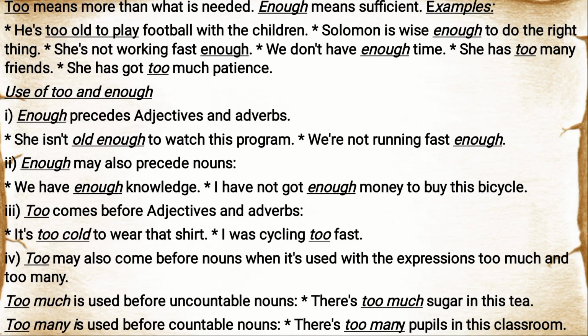4. Too may also come before nouns when it's used with the expressions too much and too many. Too much is used before uncountable nouns. There's too much sugar in this tea. Too many is used before countable nouns. Example, there are too many pupils in this classroom.